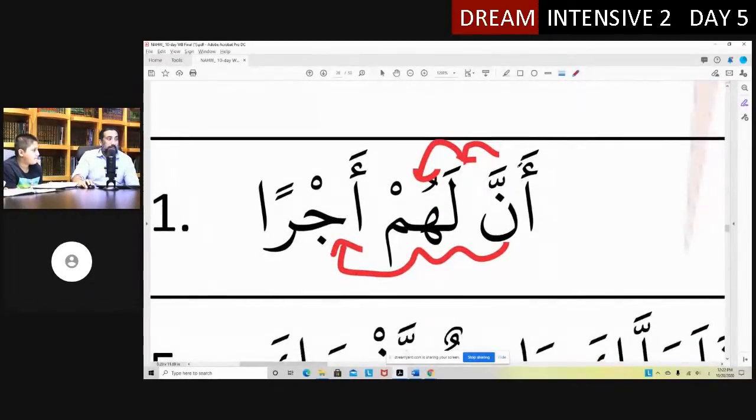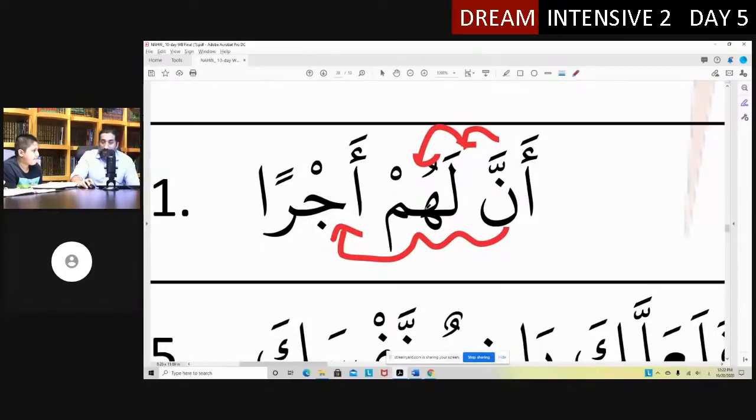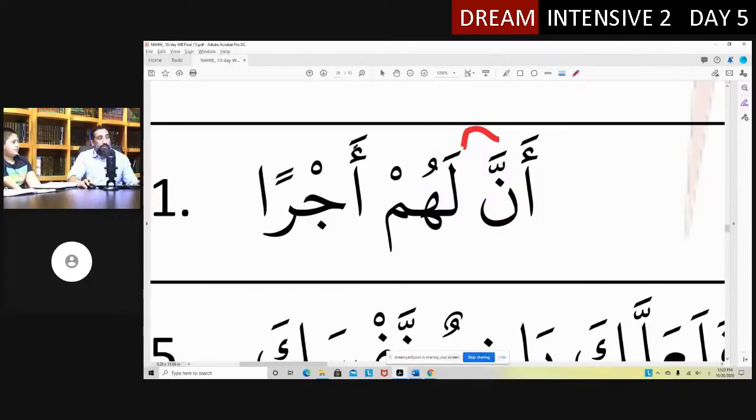When we start translating sentences, I'll come back to this idea because what is connected should be translated a certain way. What people do sometimes is they translate anna as if it is connected to lahum. They translate anna as if it's impressing upon lahum and translate ajr separately, which is totally wrong because that's not what anna was affecting. And if you're not good at grammar and you don't understand the relationship between grammar and translation, then you're going to miss out on stuff like that.